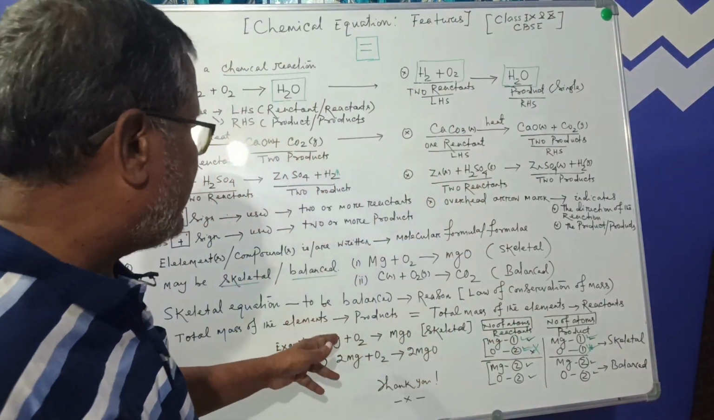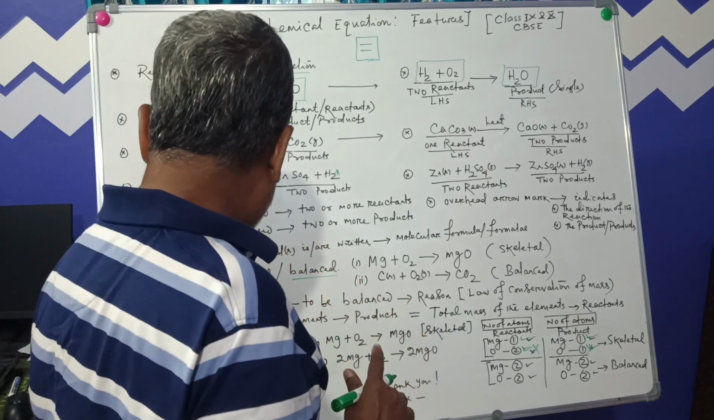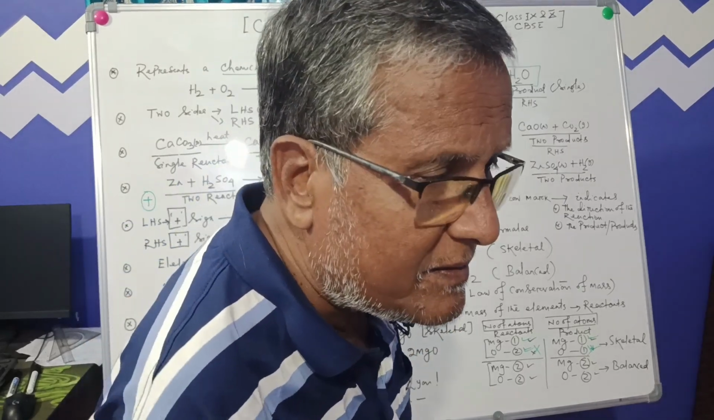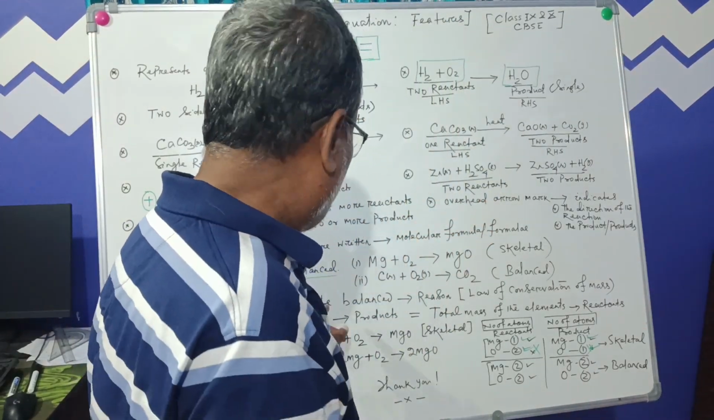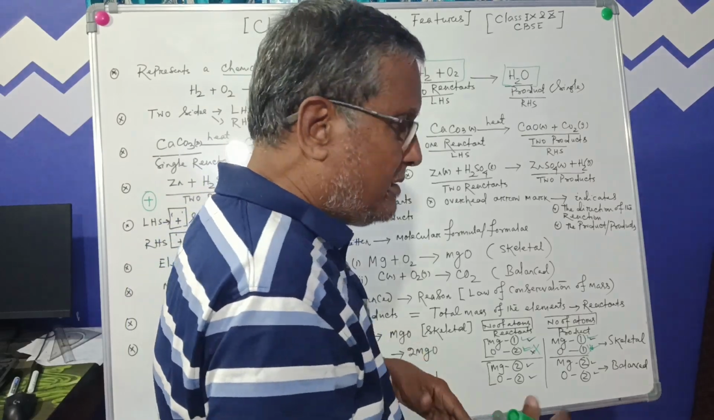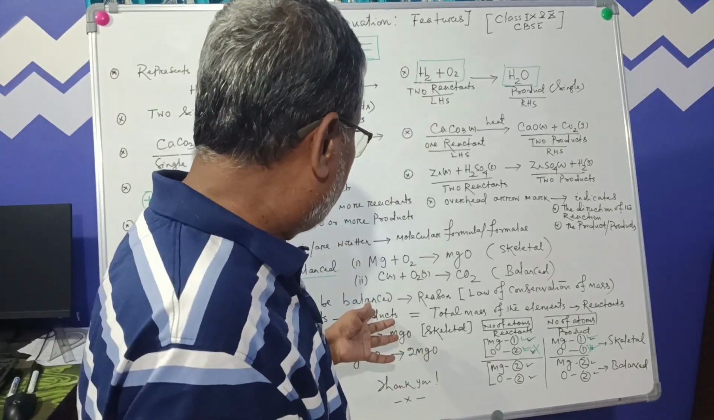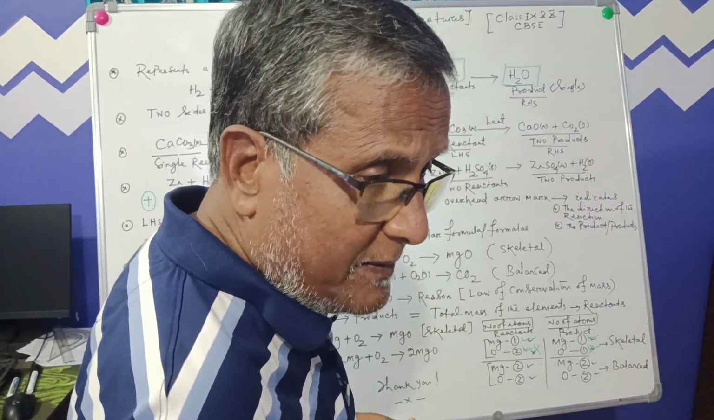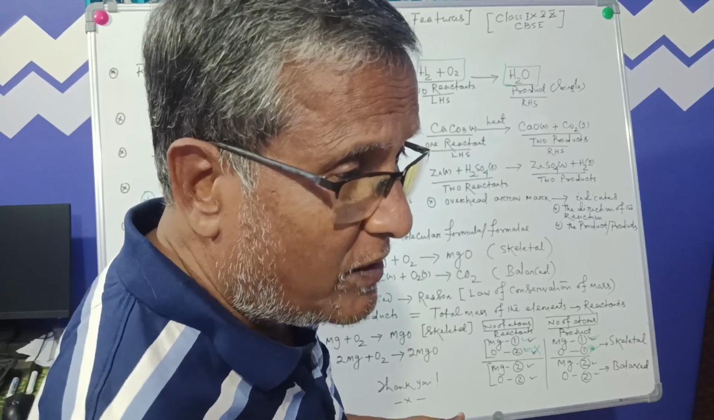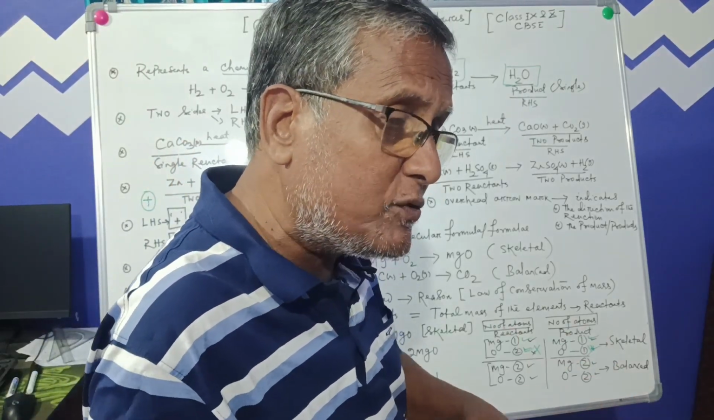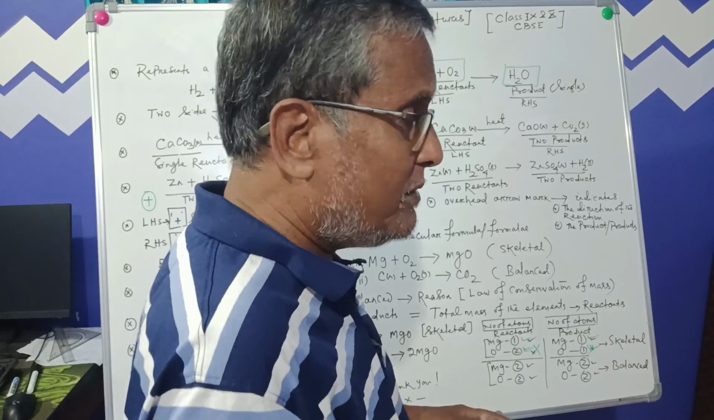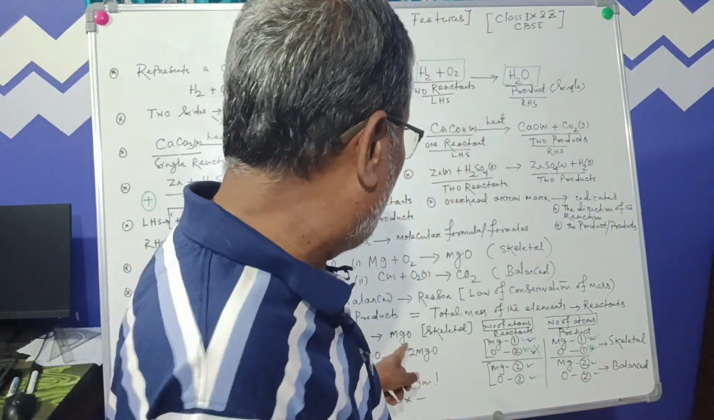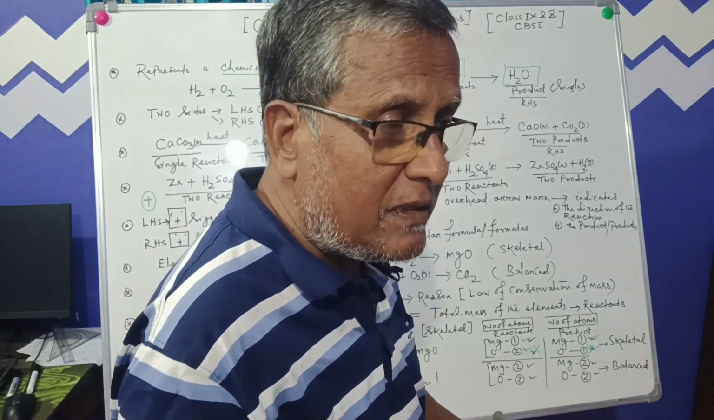And this point is very important. A skeletal equation is to be balanced. Otherwise it will not indicate the correct form of the chemical equation. A skeletal form is to be balanced. There are several methods. We shall discuss in our next video how to balance a skeletal equation.